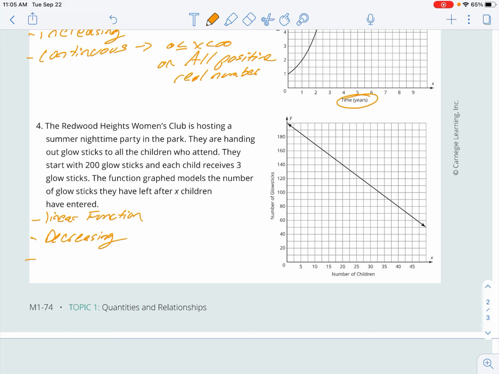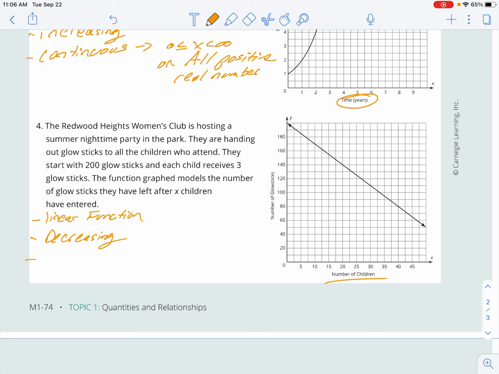We're handing out glow sticks to children who attend. They start with 200 glow sticks, and each child receives 3 glow sticks. And as you keep handing out glow sticks, you start to decrease in the number of glow sticks that you have. So the more children that you have, the fewer glow sticks you're going to have, which makes sense. You're starting off at 200, and then it starts to decrease.